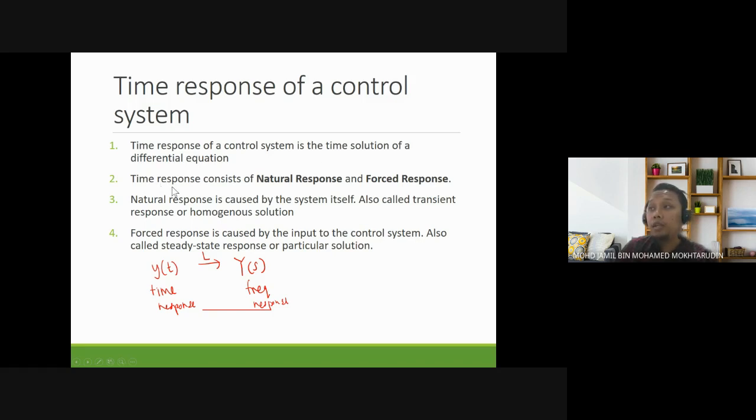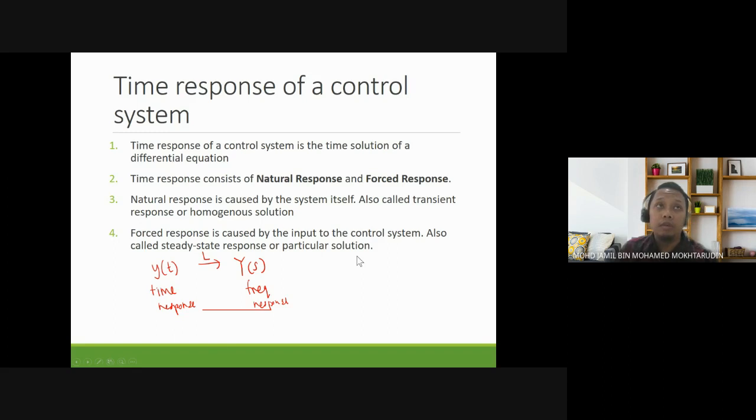So usually time response consists of natural response and forced response. Natural response is caused by the system itself, and sometimes it's called the transient response or homogeneous solution. And forced response is caused by the input, and sometimes we call it steady state response or particular solution.